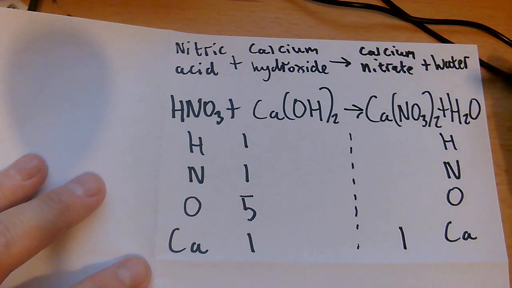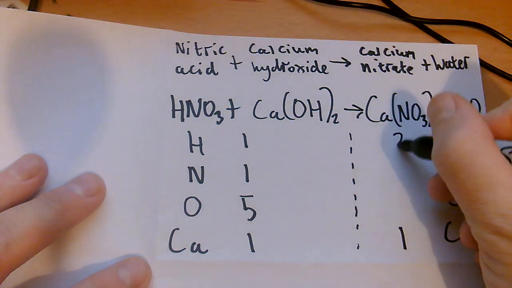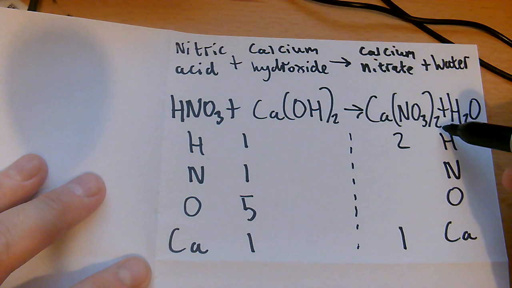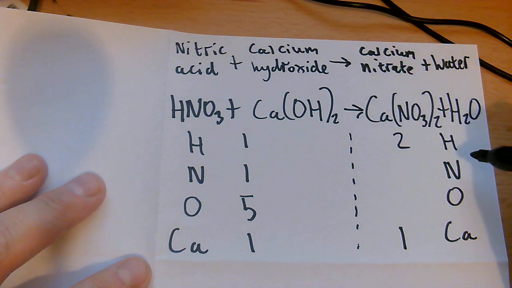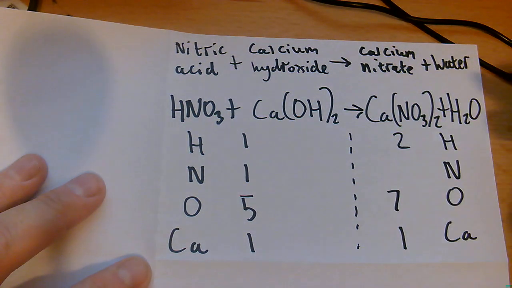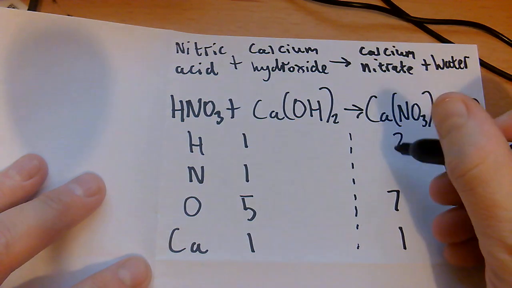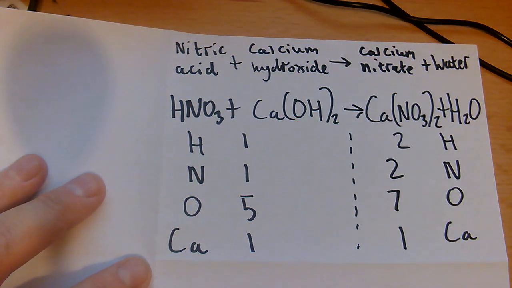With regards to hydrogen, we've got 2. Oxygen, we've got 1 there, but we've got 3 and we've got 2. So 2 times the 3 plus the 1, so that will give us 7. And nitrogen on this side, we've got it in there in the bracket, so we've got 2 there. So that's all our numbers.